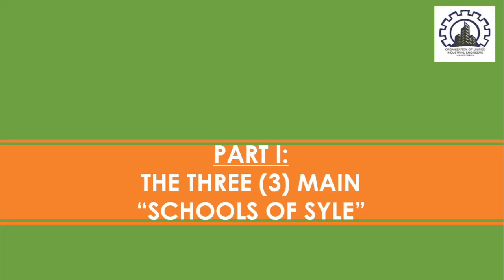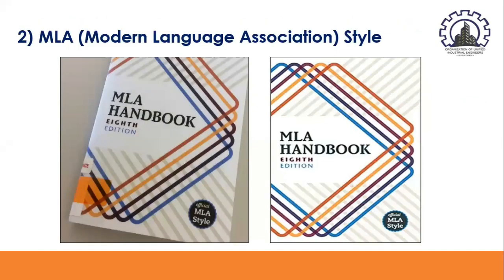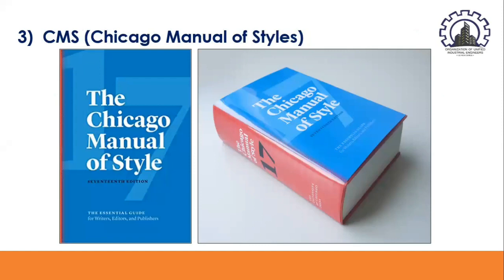And so, for that matter, there are three big main schools of styles used to properly format an academic paper. First, we have the APA. Second, we have the MLA. And finally, we have the CMS. Now, in order for us to better understand each one of them, let us discuss them one by one, starting with the APA format.